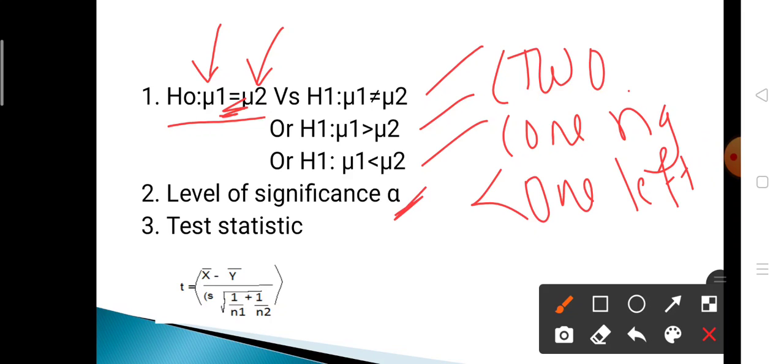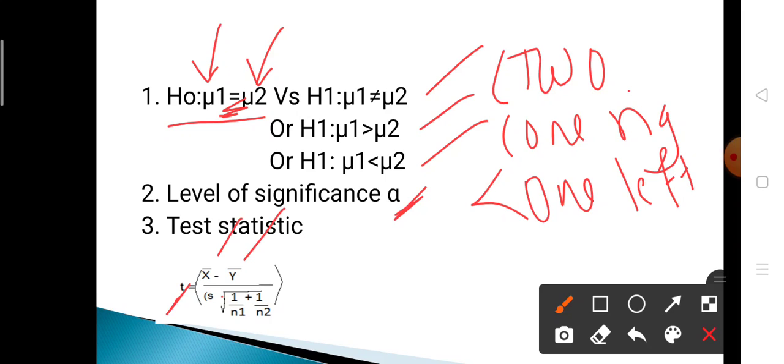Now the third step is the test statistic and its calculation. What is the formula for calculating the test statistic in the unpaired t-test? The name is unpaired t-test, so the name for the test statistic is T. T is equal to x bar minus y bar divided by S into the square root of 1 upon n1 plus 1 upon n2. What is x bar? Sample mean for the x variable. What is y bar? Sample mean for the y variable.